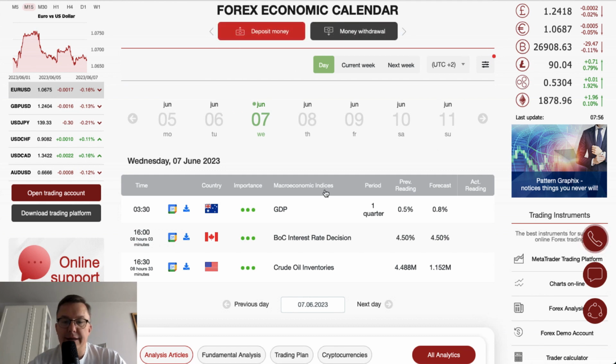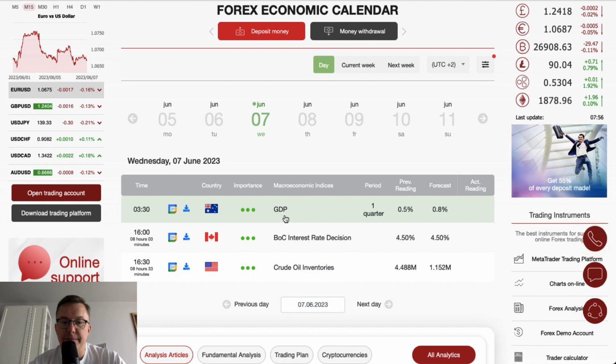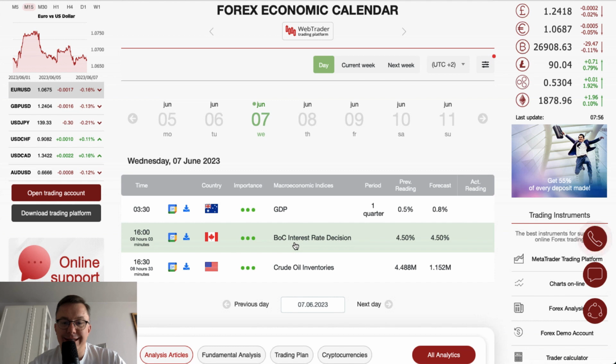look at the Australia short-term chart, and of course on the US dollar to the Canadian dollar. And let's start with the US dollar to the Canadian dollar because it looks like it's the most important event that is still ahead of us today.